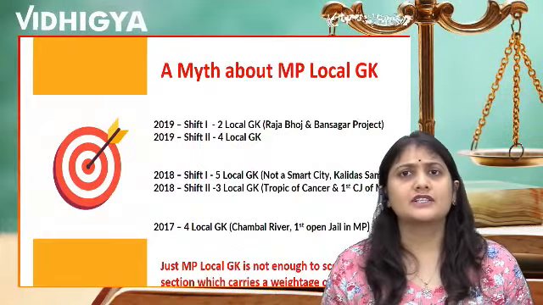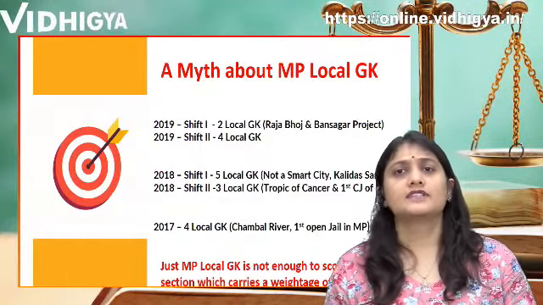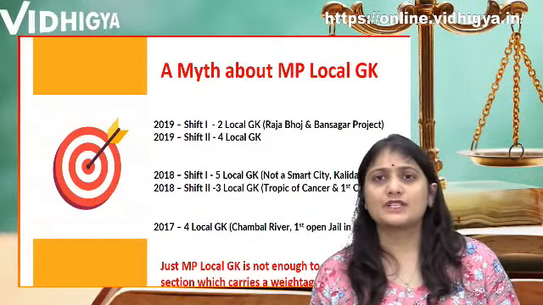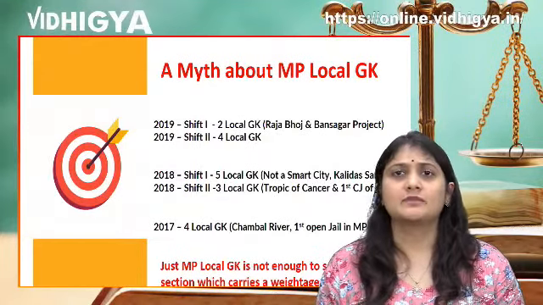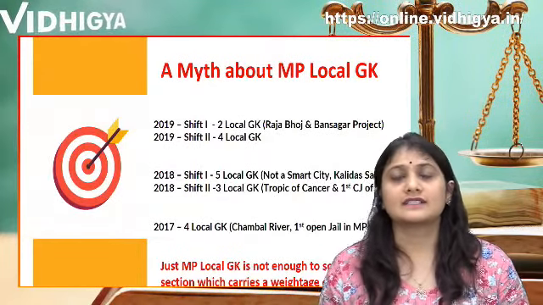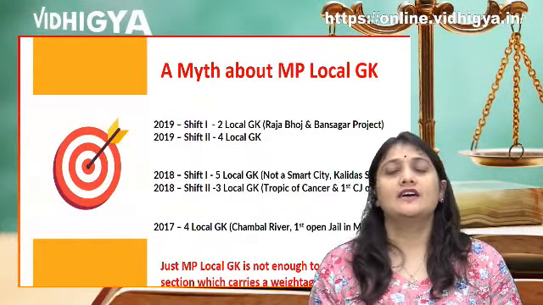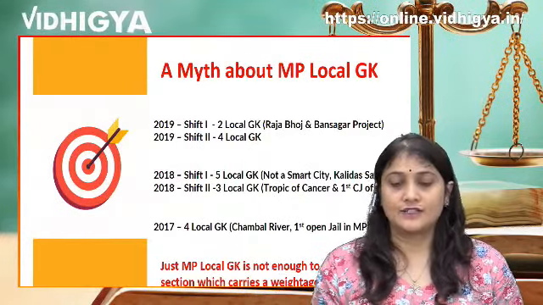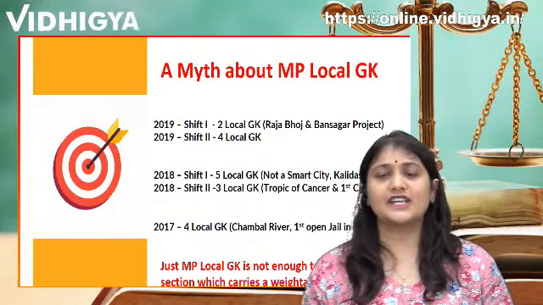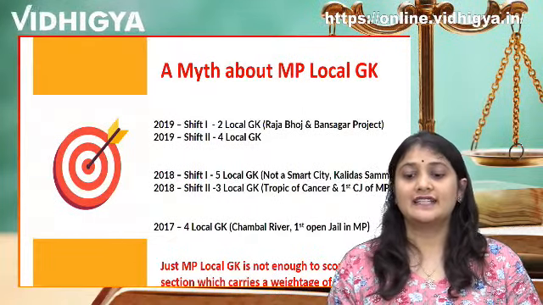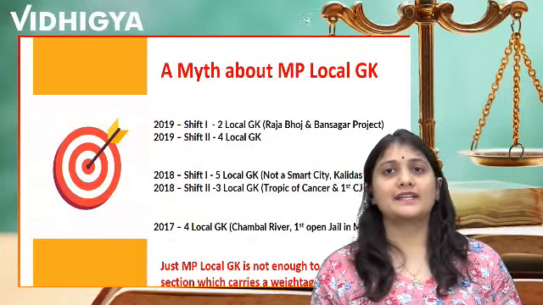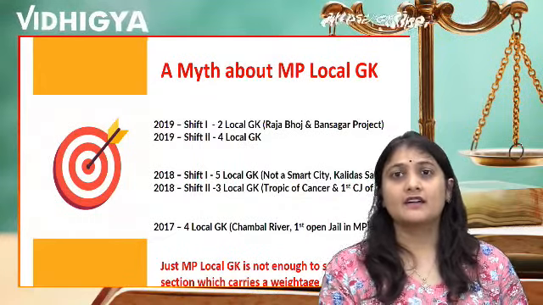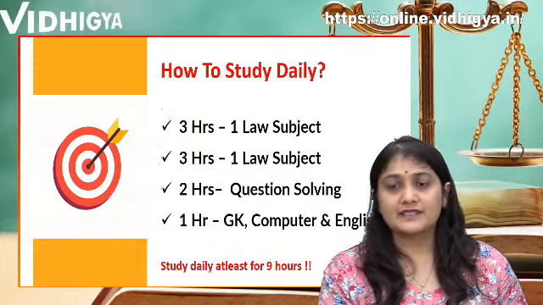They ask about the national anthem, the national flag, a little bit of static GK, a little bit about our previous history, how the Constitution was framed, and the acts during the time of the British. So these are their focus. A lot of GK, which is not MP local GK, is there for 15 marks. So I believe just MP local GK is not enough to score in the GK section, which carries a weightage of 20 marks. So this myth I have broken today, with only 5 marks, seeing the past 2-3 years' trends.